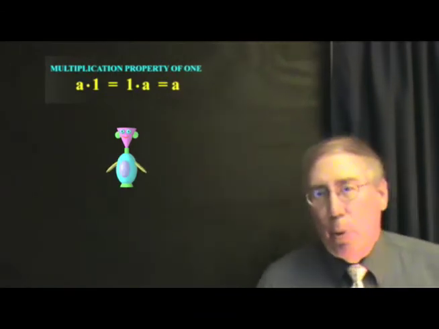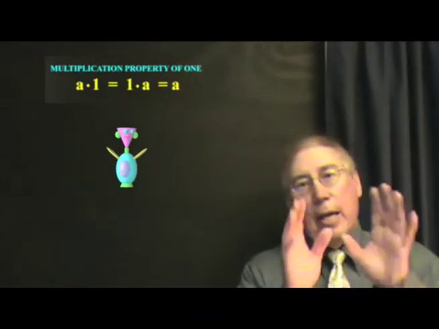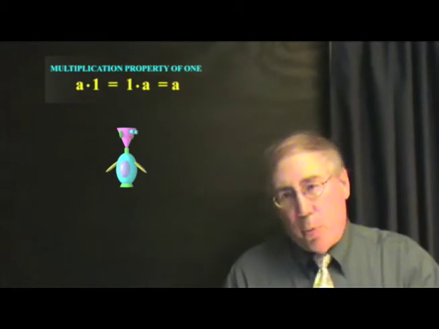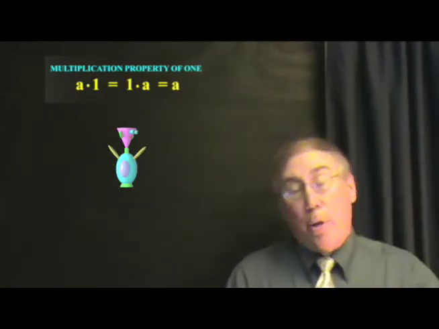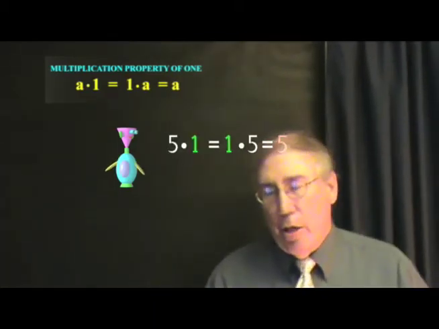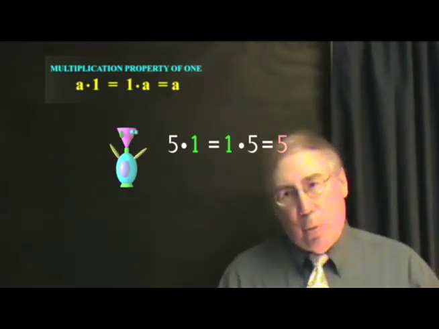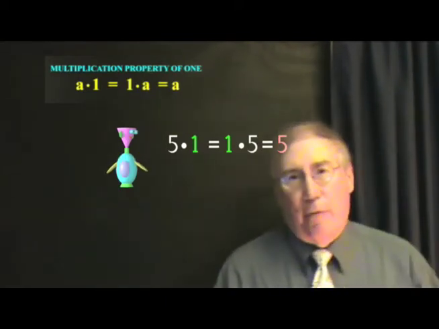Okay, now we have the multiplication property of 1. If you take a number and multiply it times 1, or take 1 and multiply it times a number, you get the number back itself. So 5 times 1 equals 1 times 5, which equals 5.